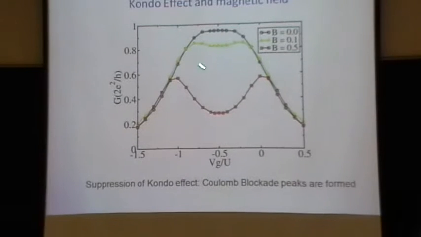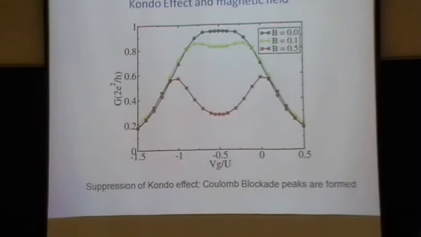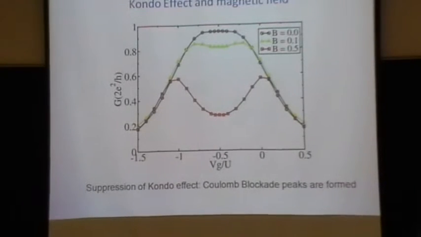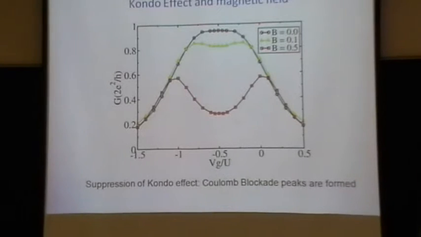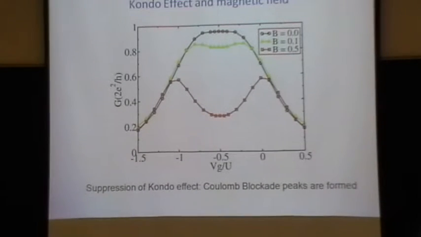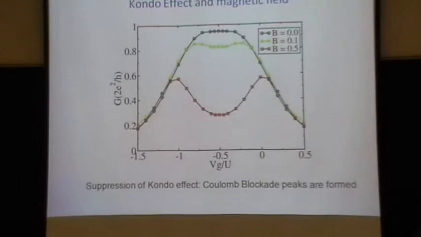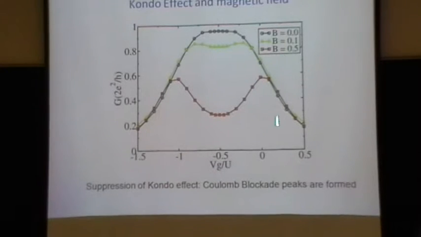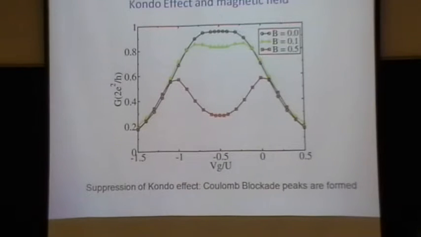But here we also see that if we add a magnetic field acting only on the impurity, we split the Kondo singlet into two states that have different energies, and that basically breaks the singlet apart and leads back from Kondo to Coulomb blockade. So at large magnetic fields, we recover Coulomb blockade because we destroy the Kondo resonance.